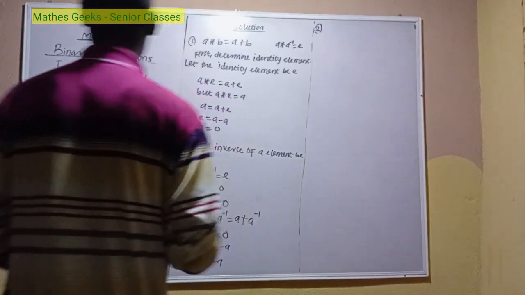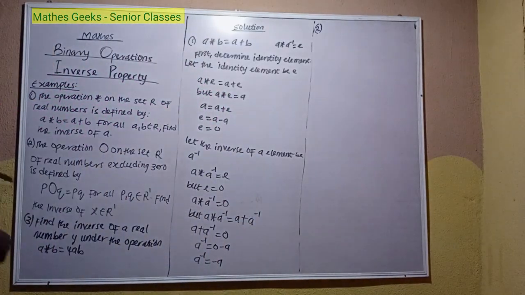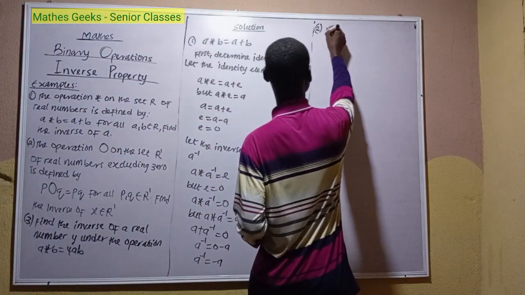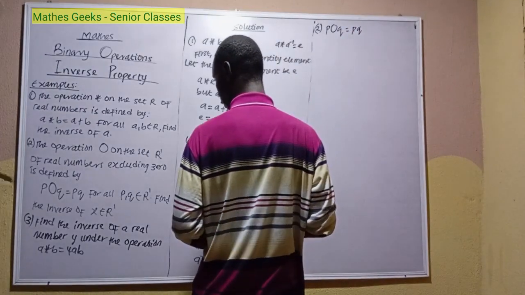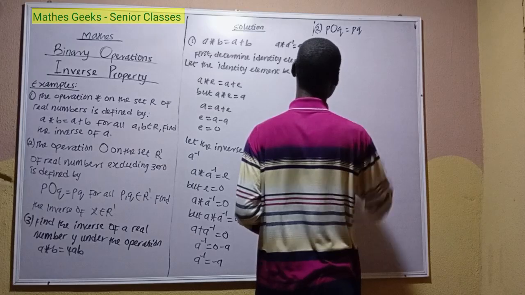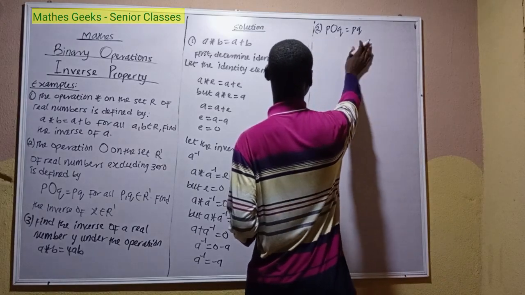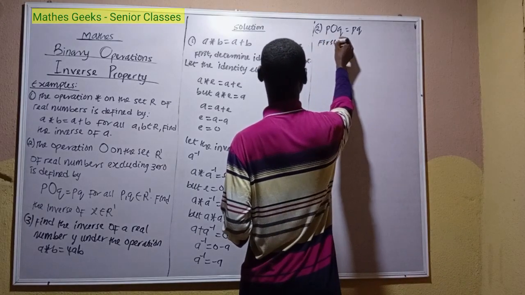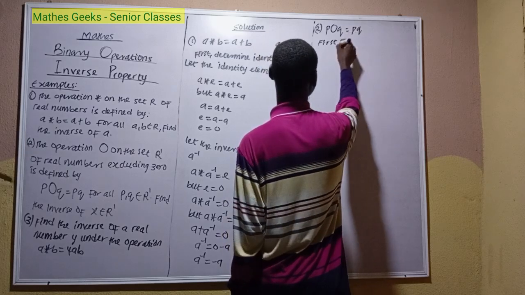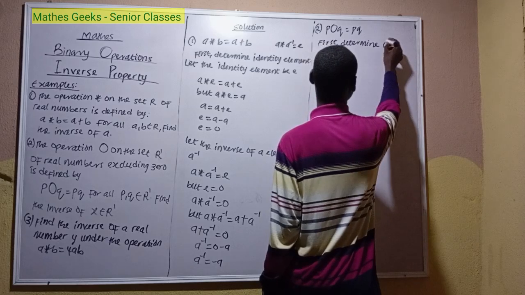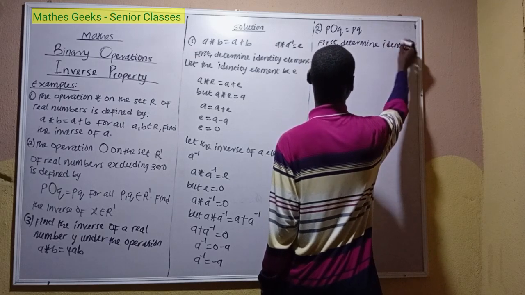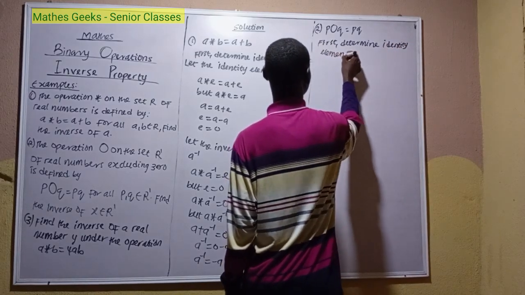The operation O on the set R complement of real numbers excluding 0 is defined by P operation Q is equal to PQ. So find the inverse of X. Now, before we can get the inverse of X, we first determine the identity element E.